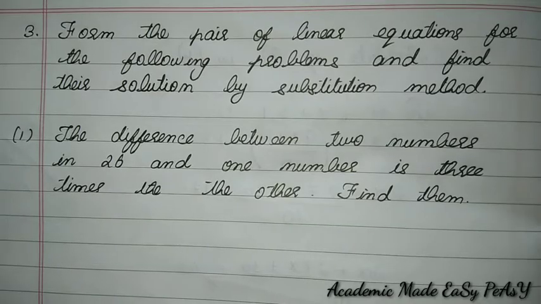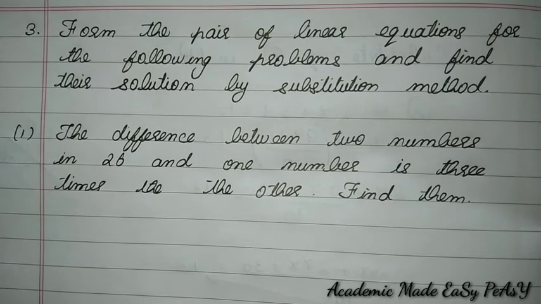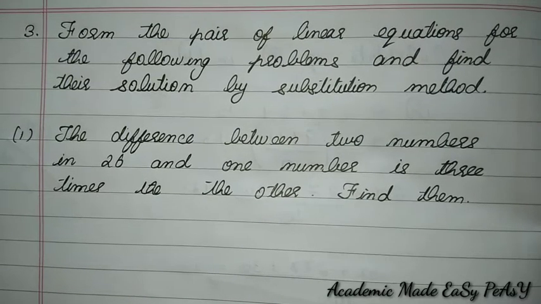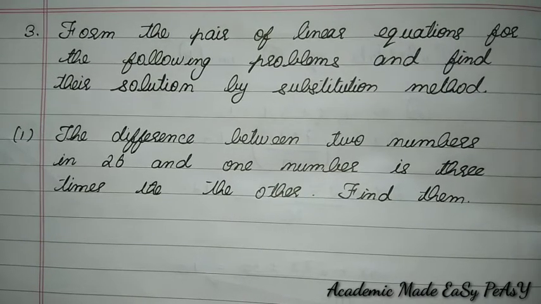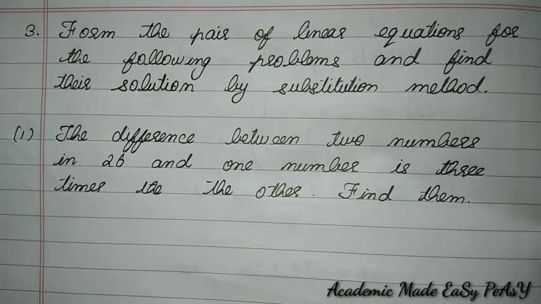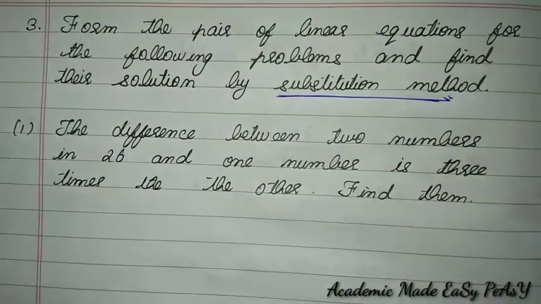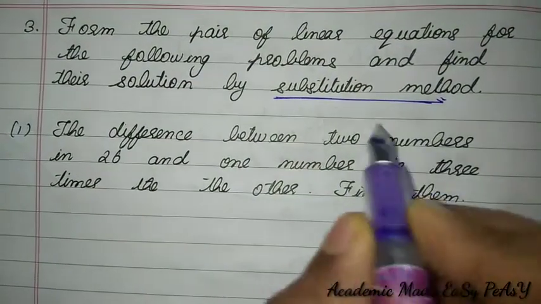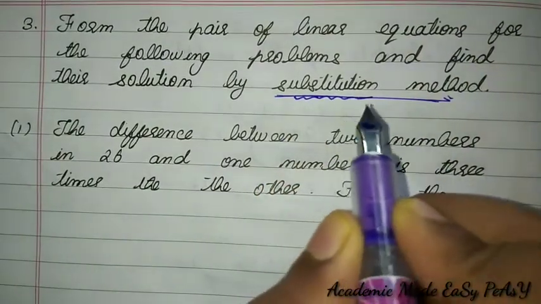Till now, pairs of linear equations were given directly and we were asked to use the substitution method to find the solutions, isn't it? So in this question, a word problem is given and we will be learning how to form the pair of linear equations. We will be using the substitution method to find the solution. Why? Because the substitution method is mentioned over here. If it is not mentioned, we can use any method. But here, since the substitution method is mentioned, we will be using the substitution method only.